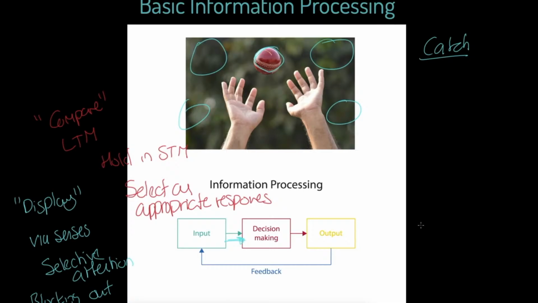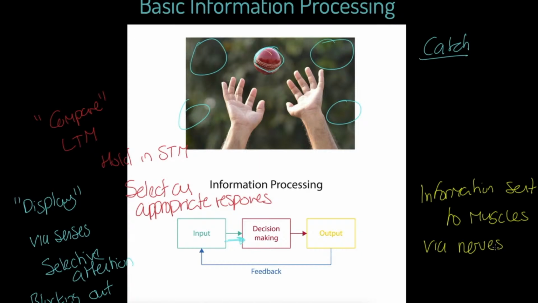Now, our output is really, really simple, and that is to say that the information is sent to the muscles. So we've decided to raise our arms above our head. We've decided to clasp our fingers, to extend our fingers. That information is sent to the muscle, and that is what we mean by the output. This is via nerves. Now, you guys know all about the nervous system from your biology. In fact, let me actually write this. Via the nervous system is probably a better way of putting this.